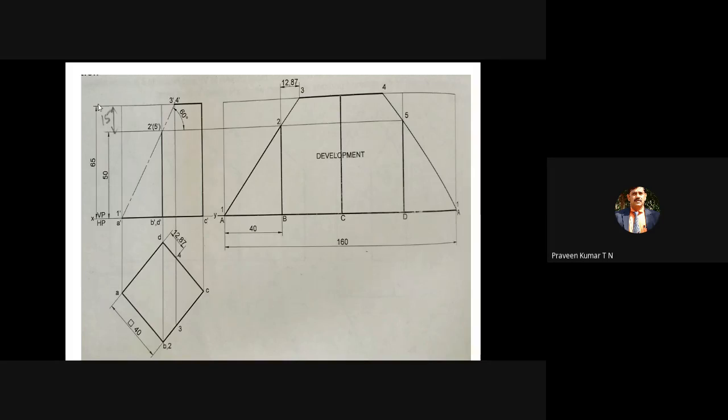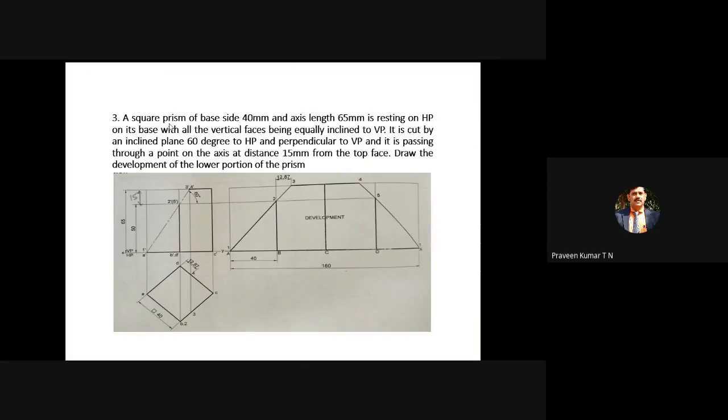Anyhow, we have a horizontal line at a height of 65 mm. You already used 65 mm to construct the front view of the square prism. Then from the 65 mm horizontal line, mark 15 mm below, because there is one statement like this: it is cut by an inclined plane 60 degree to HP and perpendicular to VP, passing through a point on the axis at a distance of 15 mm from the top face. So that means we have a cutting plane.